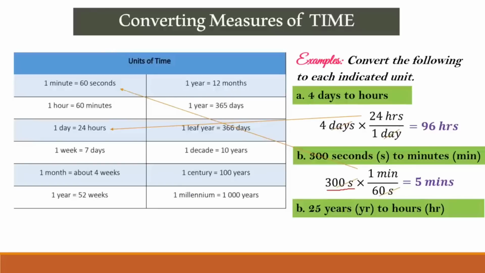For the third example, we are going to convert 25 years to hours. But for this example, we can not find an exact conversion from year to hours. So what we need to do is to convert years to days first, and then we convert days to hours. Okay, so here is the solution. So we write our given 25 years times our unit fraction. We are going to convert it into days. So we have 365 days over 1 year.